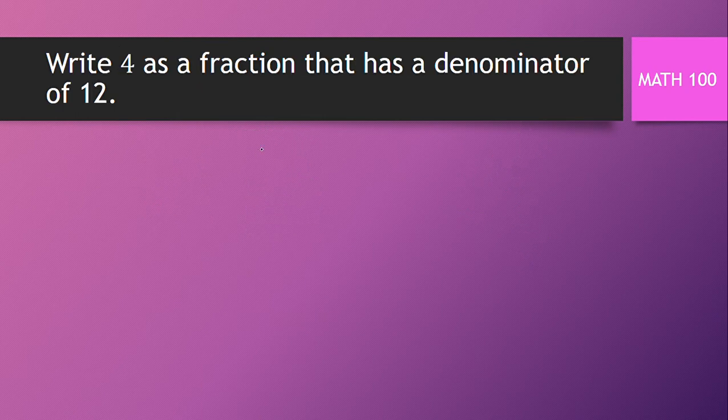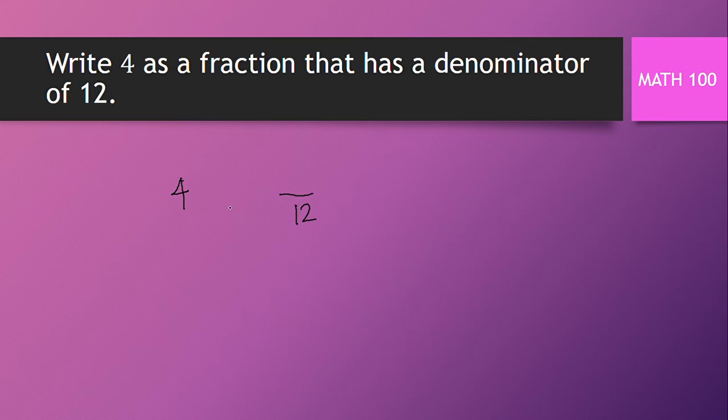Now, we wish to write 4 as a fraction that has a denominator of 12, so 4 here, and the final fraction there must contain a 12 as the denominator. Now, if you would insist that 4 is not a fraction, you are really wrong.